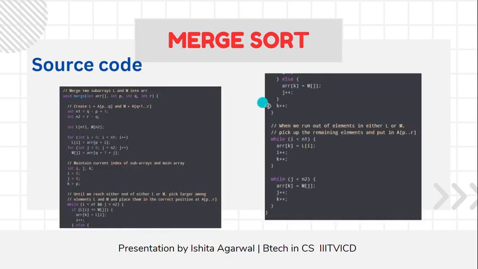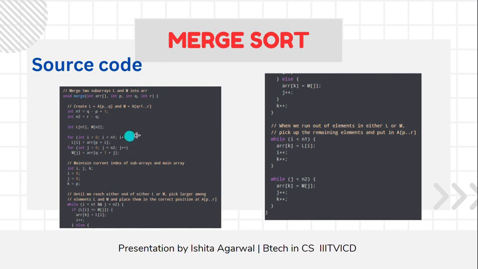Now we will look into how the merge function works. First we create two arrays, that is L and M, and these are the size of what we are creating with the array. Then we are putting the values in the L array and in the M array, and using these variables we will maintain the index of subarrays and the main array.